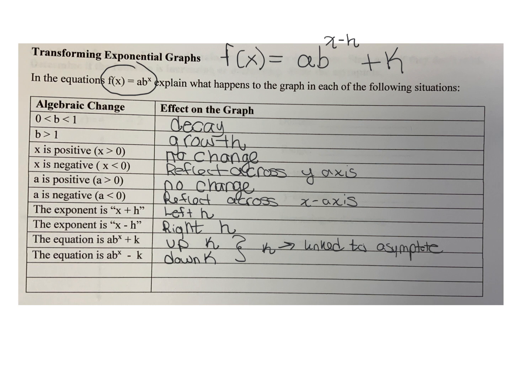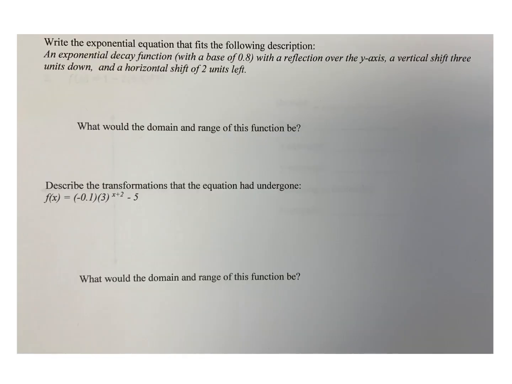So let's make some more graphs quick. Okay, so let's use that table and do these examples. I need to write an exponential decay with a base of 0.8. So I'm going to write that model, that f of x equals a b^(x minus h) plus k model. They told me my base is 0.8.